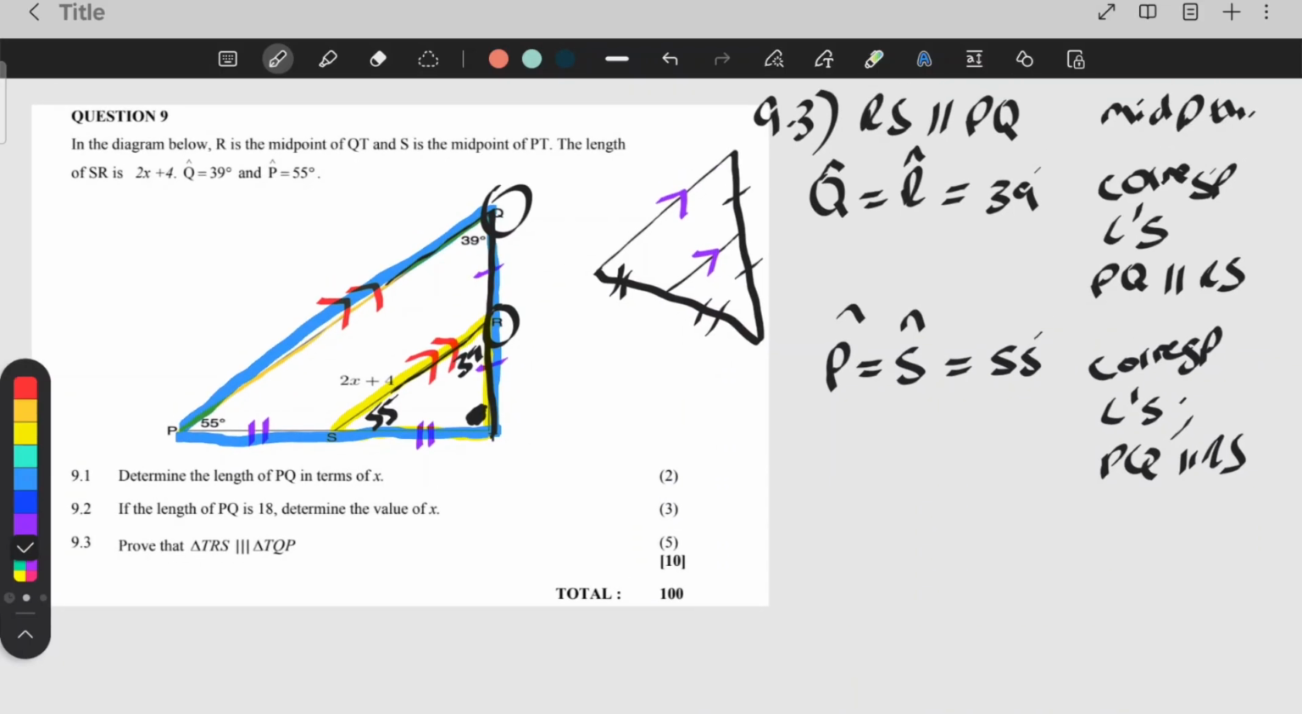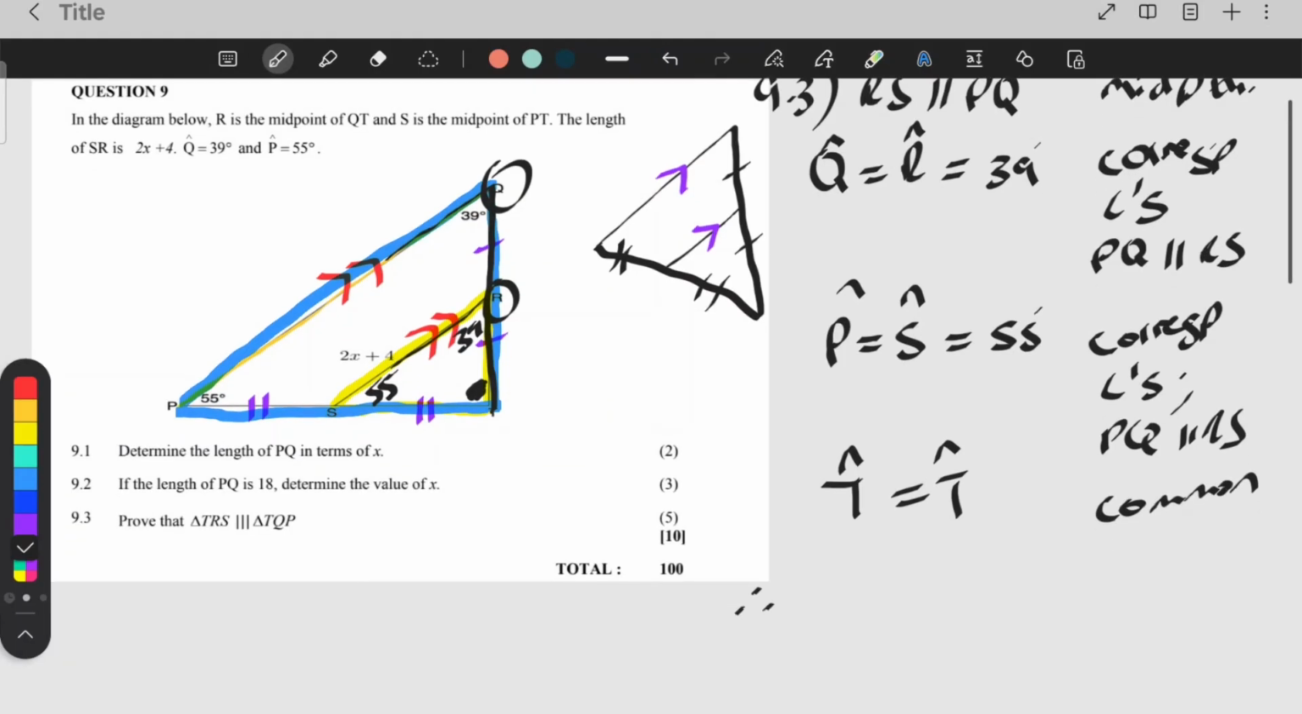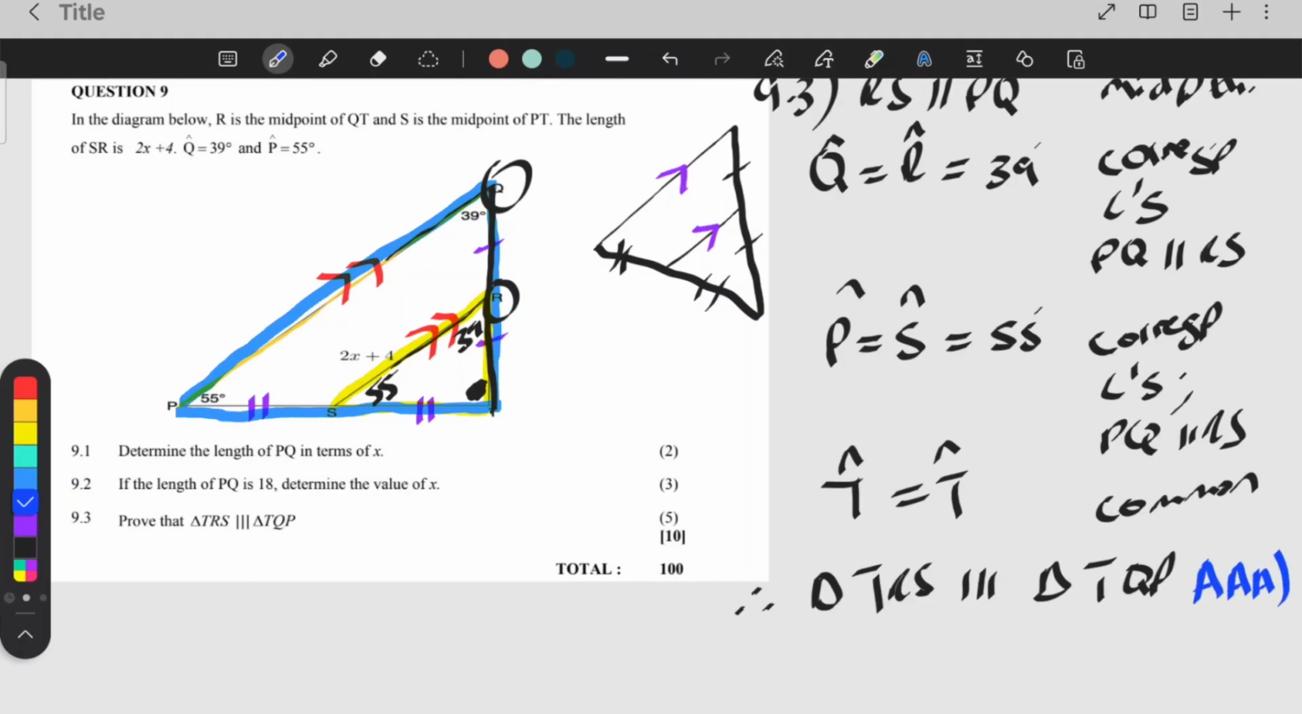And then the last angle is this T that is common. So T in the small triangle is the same T in the big triangle. We don't know the size. You can work it out if you want to. You don't have to. And it's a common angle. So now, therefore, you can say it in that order: triangle TRS is similar to triangle TQP. And then for your mark, you must write angle, angle, angle. And that's how you will get 5 marks.